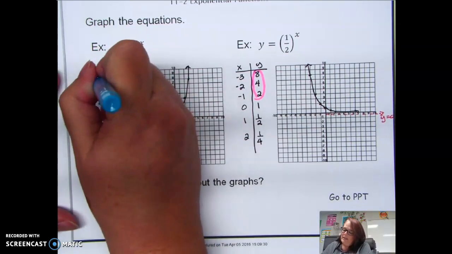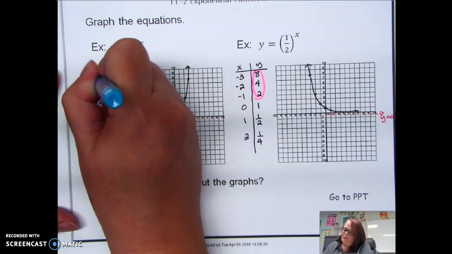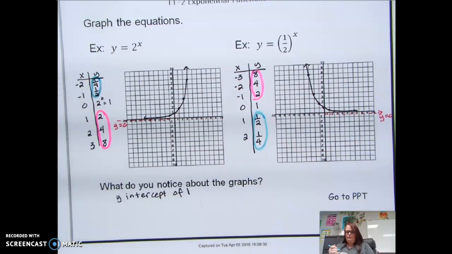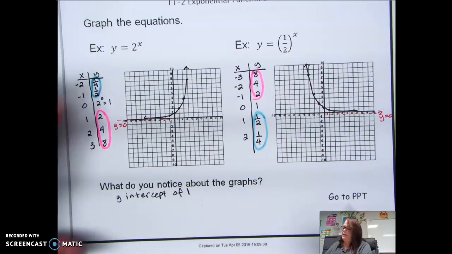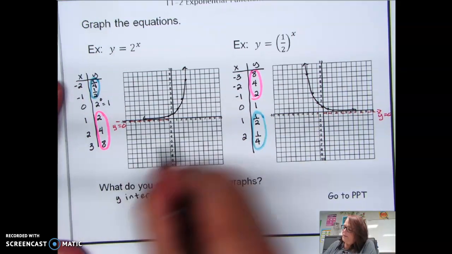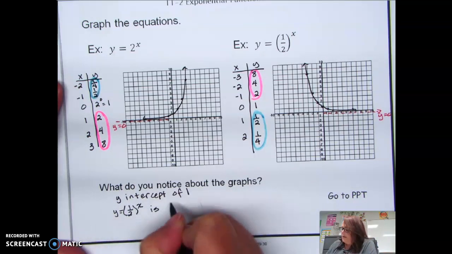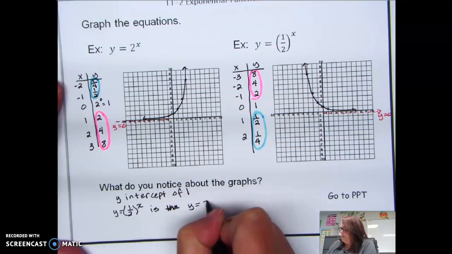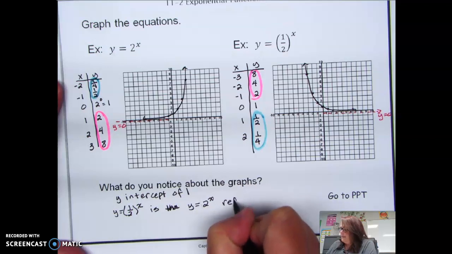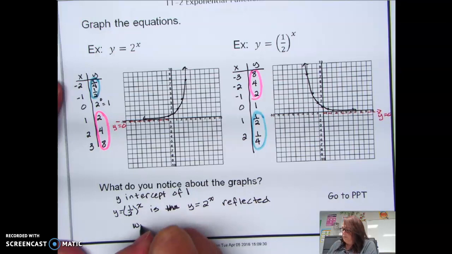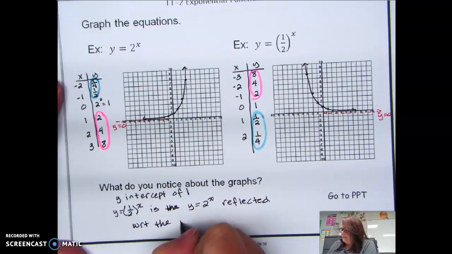And the activity that's to the left on this graph is the same activity that you see on the right of the new graph. And so what that means is that 1/2 to the x power is the reflection, or we should say y is equal to 2 to the x reflected with respect to the y-axis.